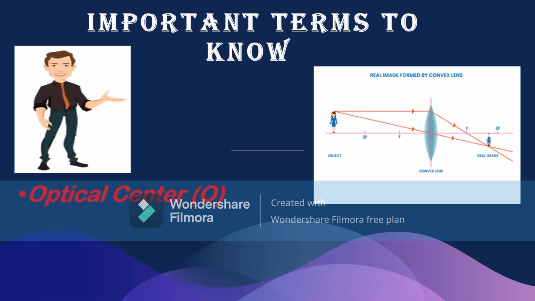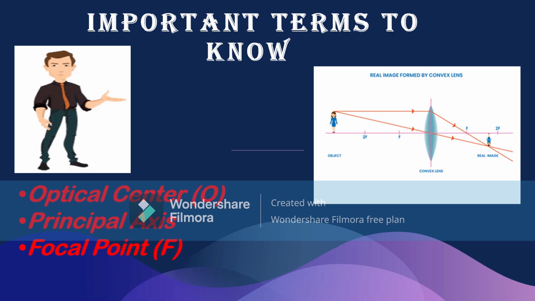So first key term is optic center. What is an optic center? It's a central point of the lens. Rays pass through this point and go straight without bending. Our next term is principal axis. It's an imaginary straight line passing through the optic center and the center of both lens surfaces.